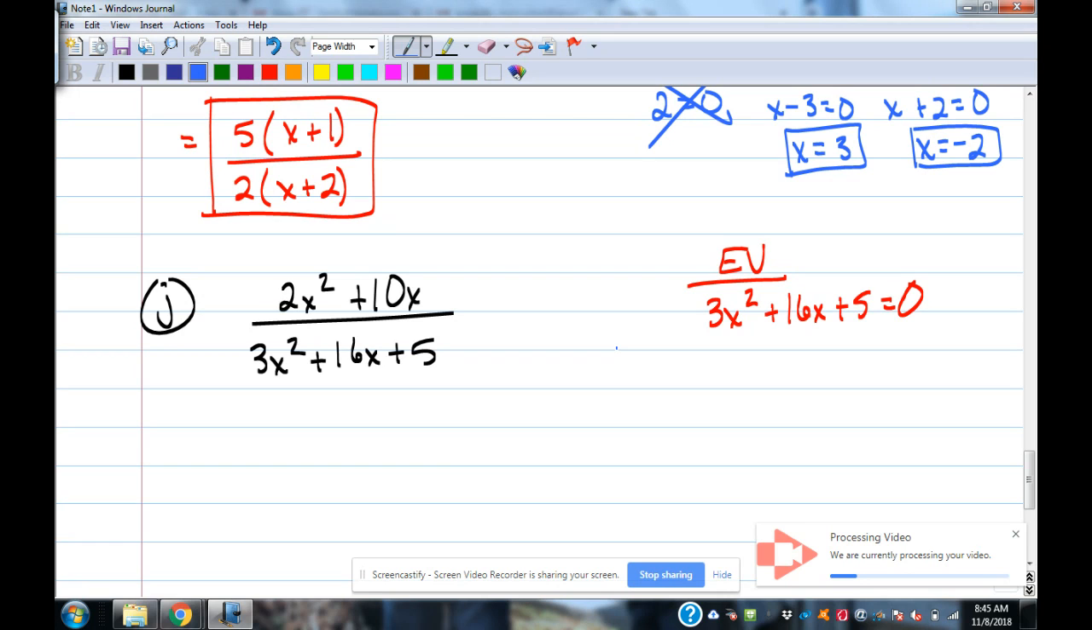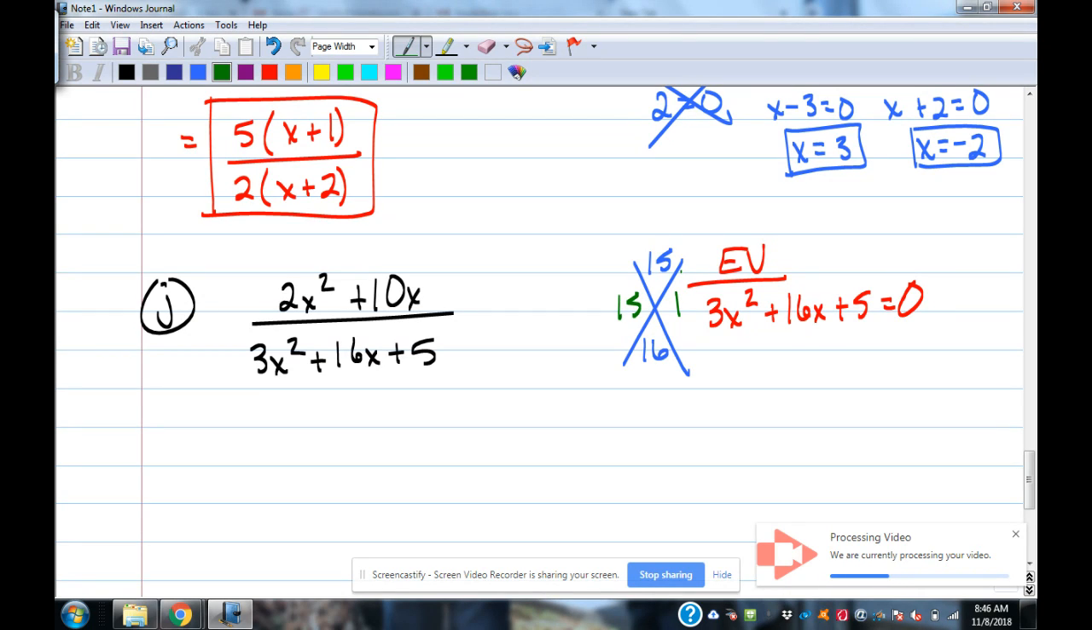What method do I use for this one? X method. Is there a GCF? No. So 3 times 5 is 15. Got to add to be 16. All right. So from there, what multiplies to be 15 and adds to be 16? 15 and 1. Good.